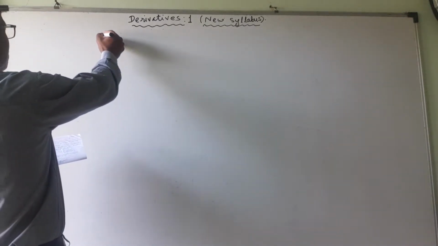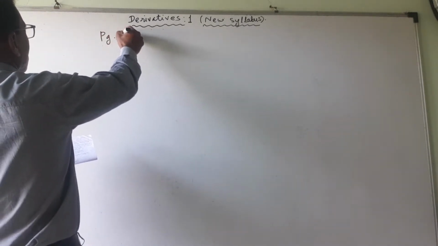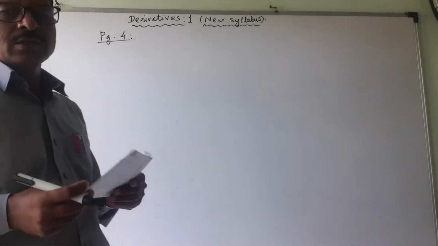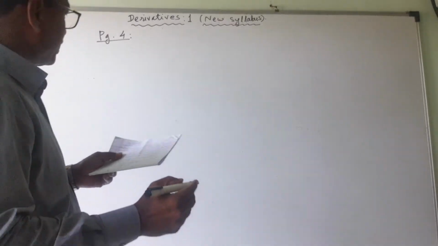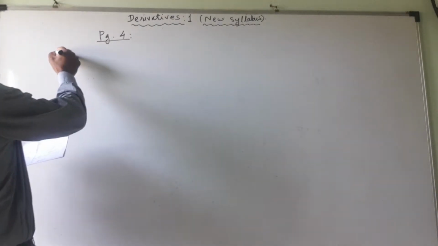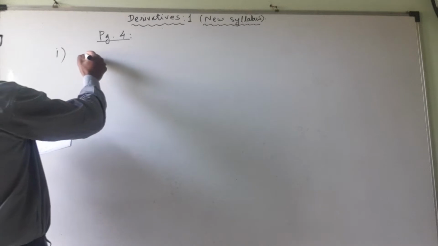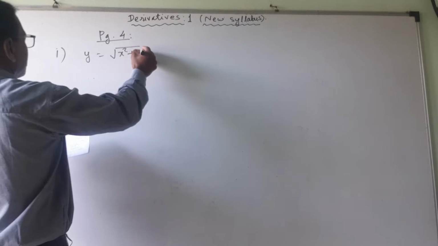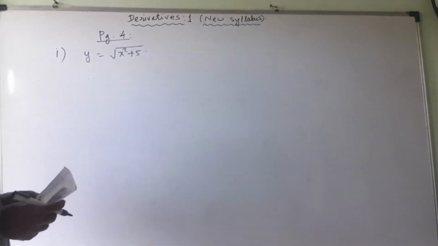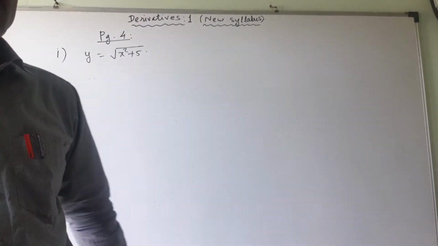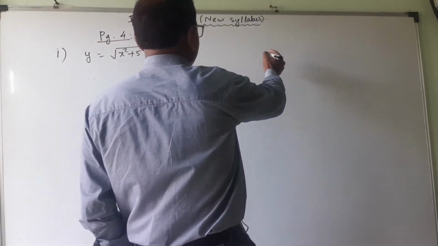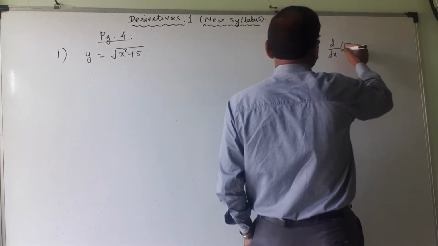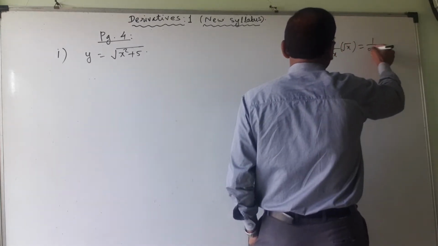So textbook page number 4, on that there are very important questions and many of them are likely to come for the board examination. In that the first one, y is equal to under root of x square plus 5. We have seen the formula d by dx of root x is equal to 1 upon 2 root x.